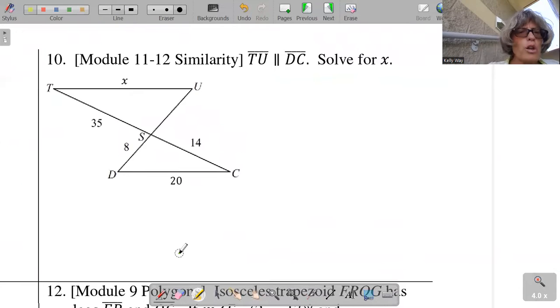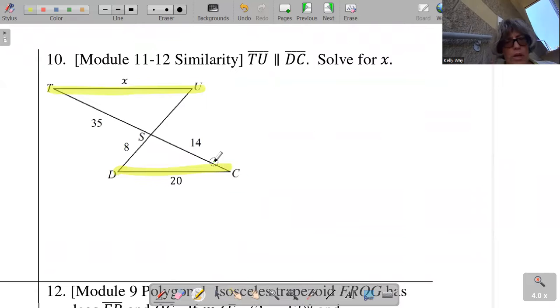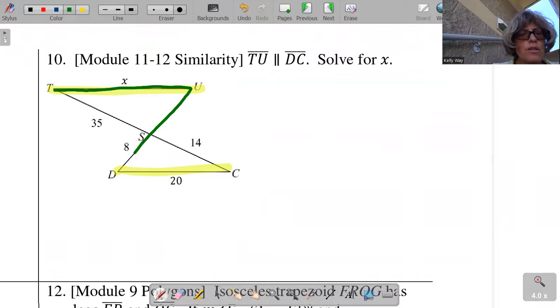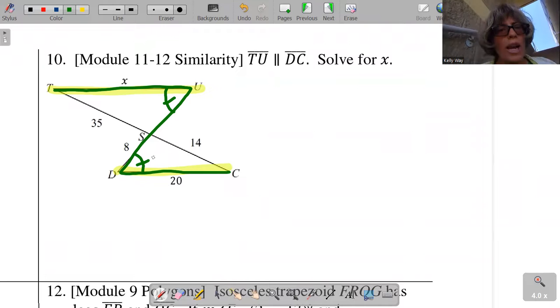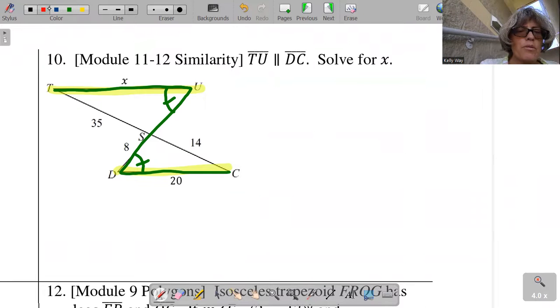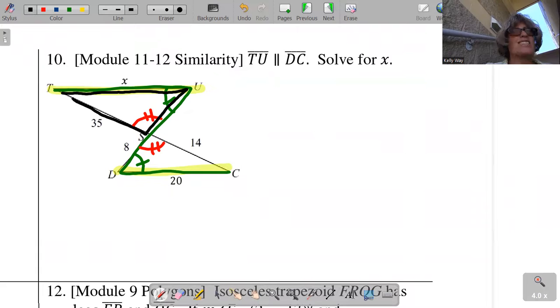Let's see, what do we know here? We know that TU and DC are parallel. That's important. What's implied by that is that this is going to be armpits of the Z, is what I called it, also known as alternate interior angles. Then we also know we have vertical angles. So knowing this triangle, T, U, S.